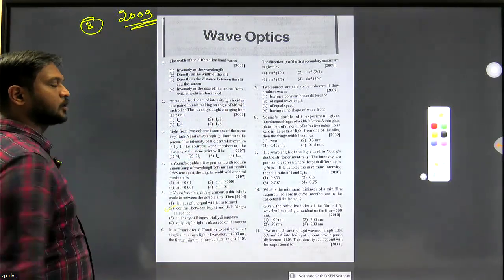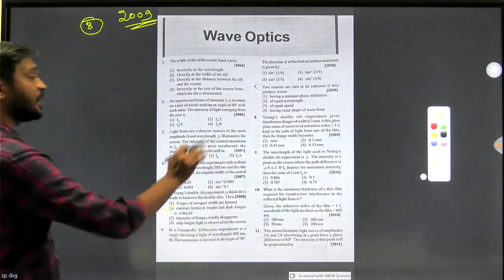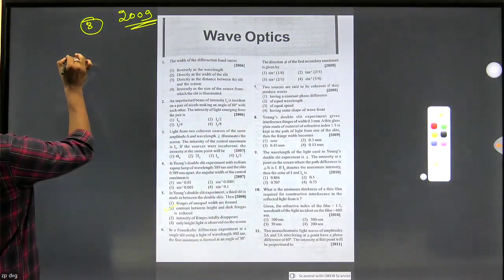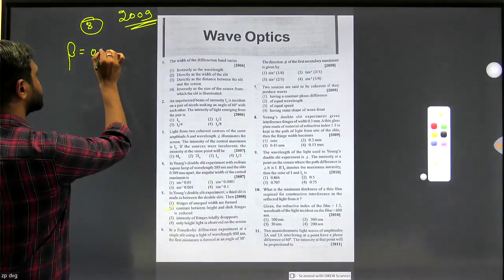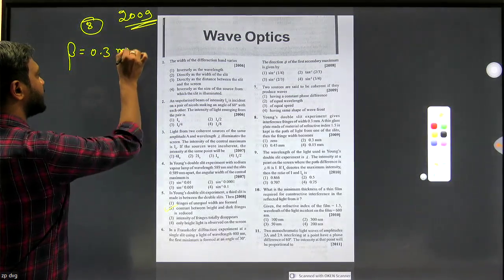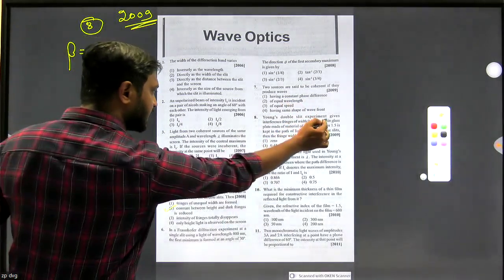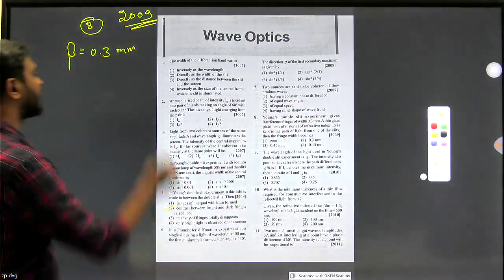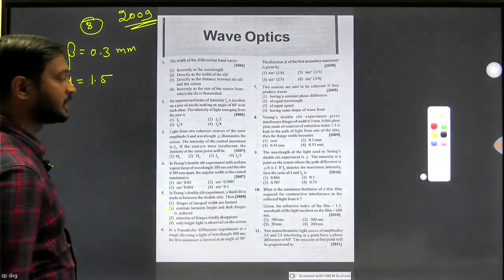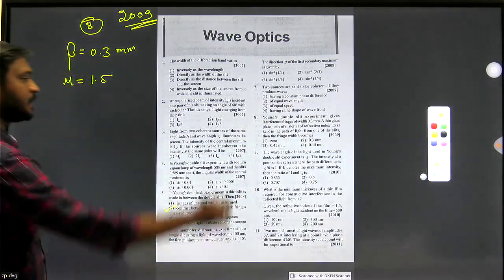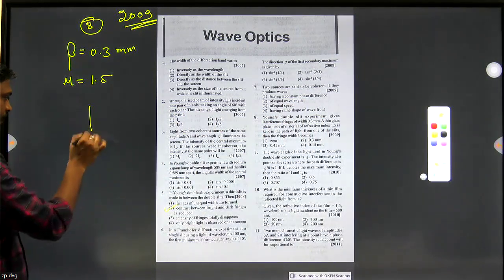Question number 8 in the 2009 KCET examination: Young's double slit experiment gives interference fringe width, that is symbol beta, equals 0.3 millimeter. A thin glass plate made of material of refractive index 1.5 is kept in the path of light from one of the slits. The fringe width becomes?